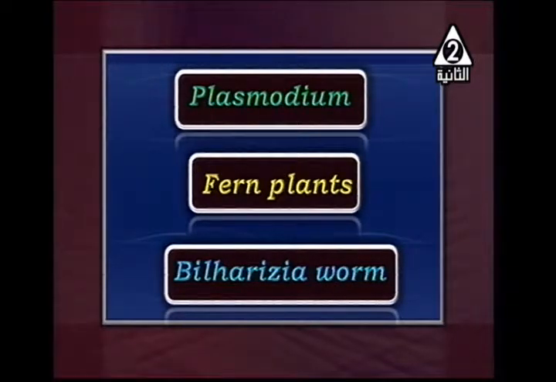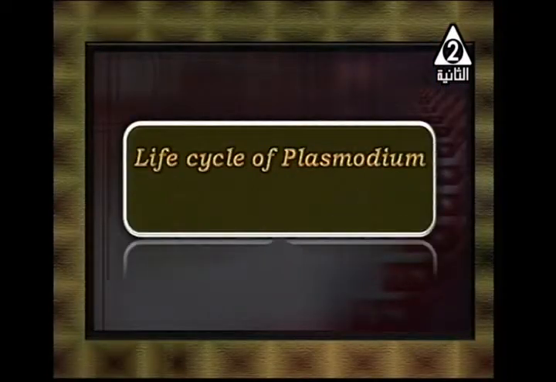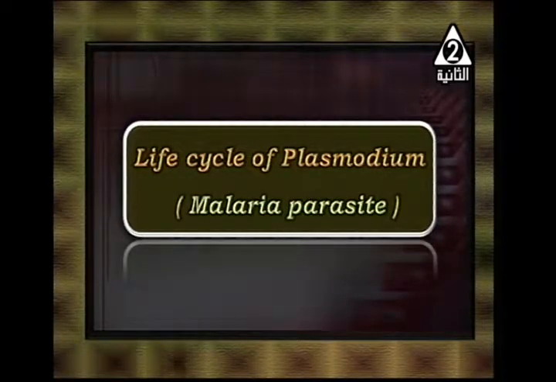Right now we need to study an example of a plant that reproduces by alternation of generation, and a living organism, an animal, which reproduces by alternation of generation, which is plasmodium. Let's start with the life cycle of the plasmodium, or malaria parasite, which infects the female Anopheles mosquito and also infects the human. We have a lot of information, and I hope you enjoy it.